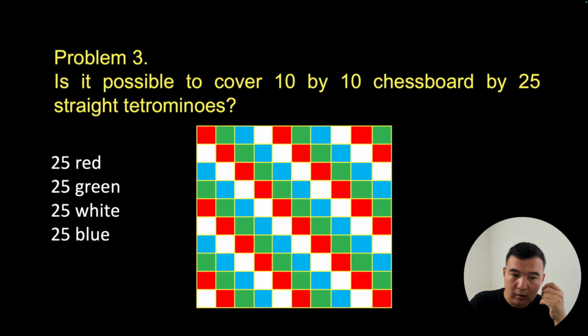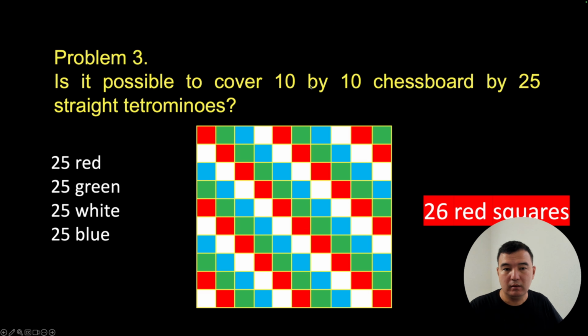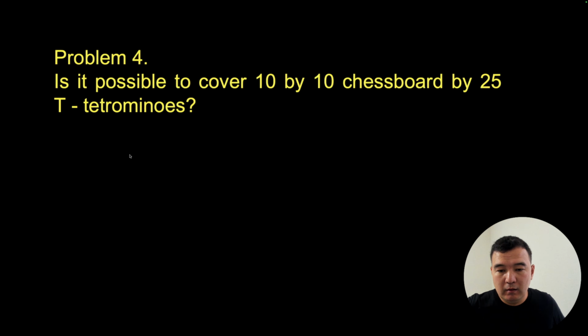How many Tetrominoes do you need to cover 26 red cells? Since one Tetromino can cover only one red cell, it means you need 26. So in order to cover 10 by 10 board, you will need at least 26 straight Tetrominoes. That means like there will be some overflow, but it's not possible to do it with 25 Tetrominoes.